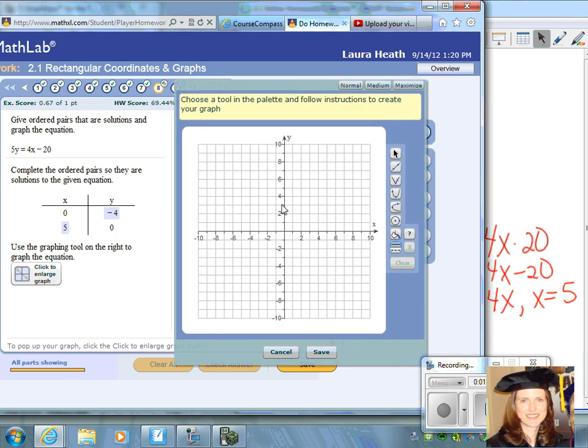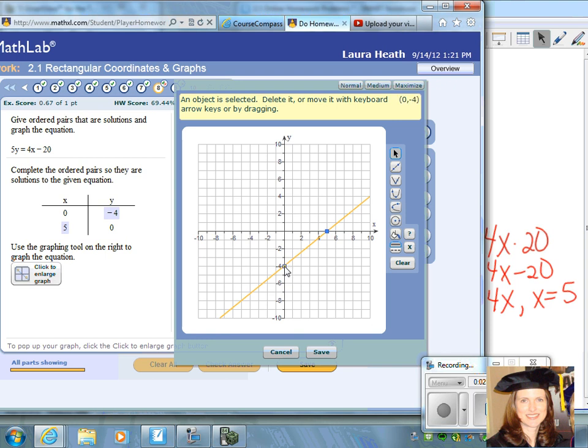When you open up the graph, enlarge the graph, there is a button that is a line tool. You plot the first point, which is 0, negative 4. And that is the point right here. Click that. And then you find the point 5, 0. Click that. We see the line here.